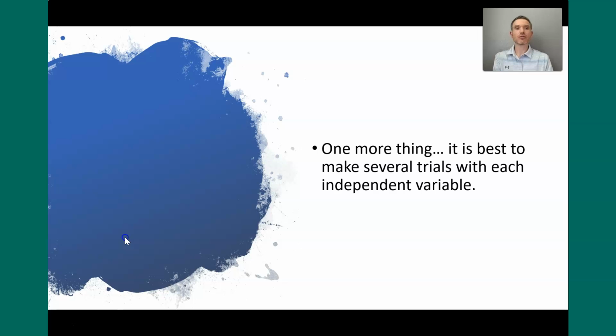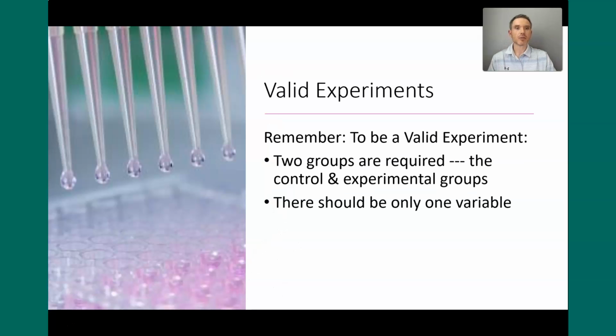One more thing. It is best to make several trials for each independent variable. And this is something, as I mentioned before, we need to be able to reproduce our result. In most experiments, we should repeat at least 3 times before we are confident with the results. So what is a valid experiment? Well, remember that in order for an experiment to be valid, it needs 2 groups, the control group and the experimental group. And always remember there should only be one variable that you're testing.